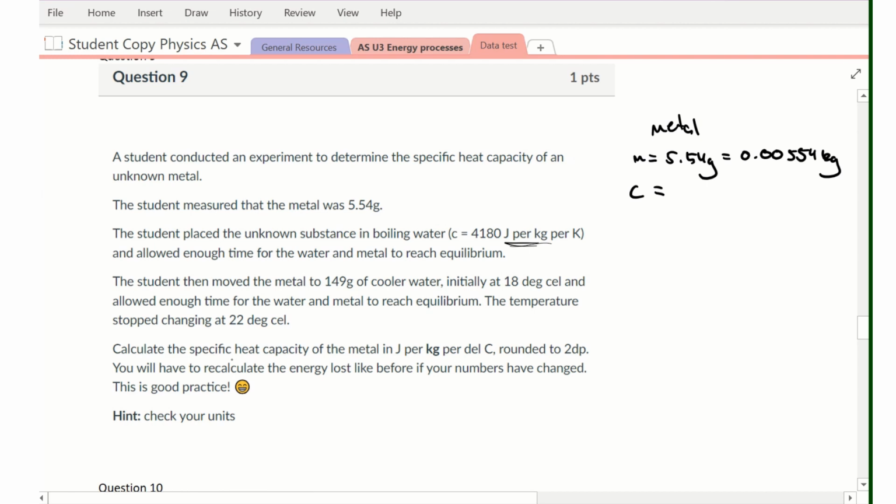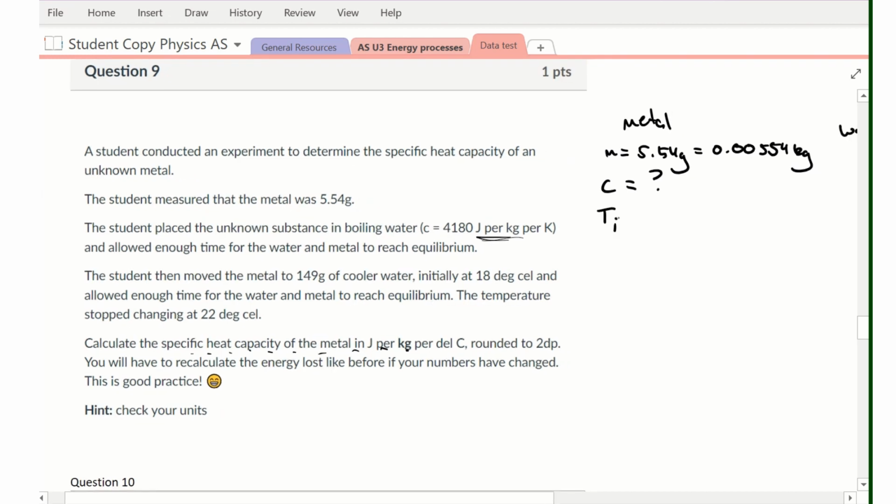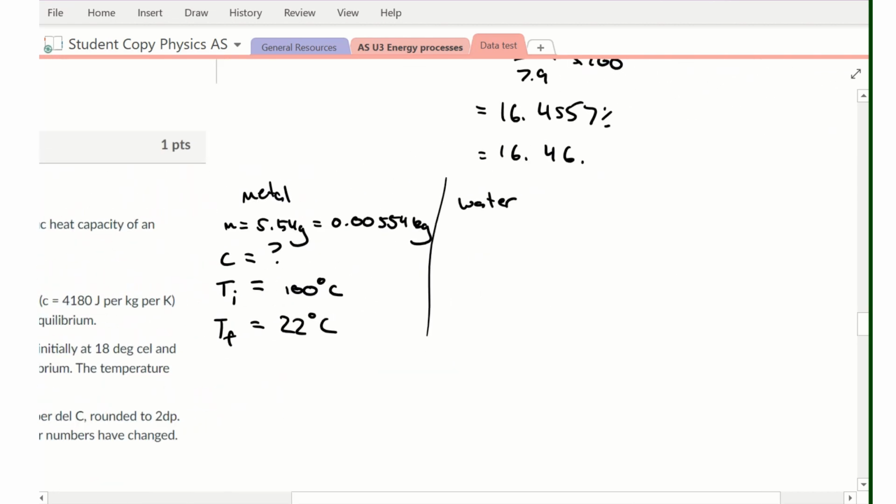Do I know the specific heat capacity? Let's take a look. No, I do not. Calculate the specific heat capacity of the metal. That's what I'm trying to find. Cool, I can do that. Do I know Ti, the initial temperature? Well, because I've done the question already, I know that it's boiling. So it's at 100 degrees initially. The final temperature, I know that because I've done this experiment, we chuck this really hot piece of metal into a cooler piece, and then it obtains equilibrium, in this case, 22 degrees Celsius. So that's for our metal.